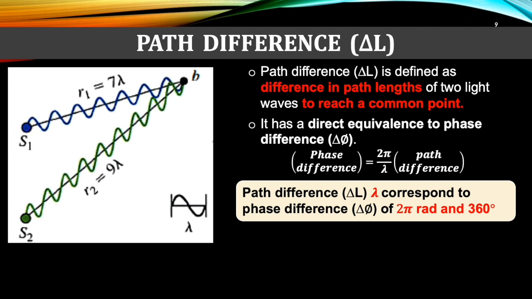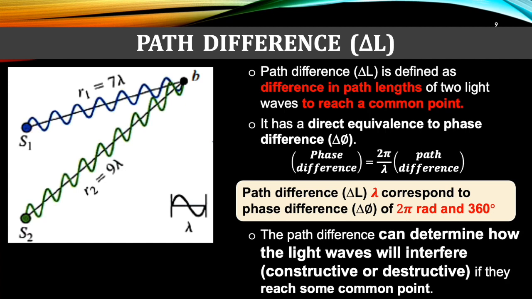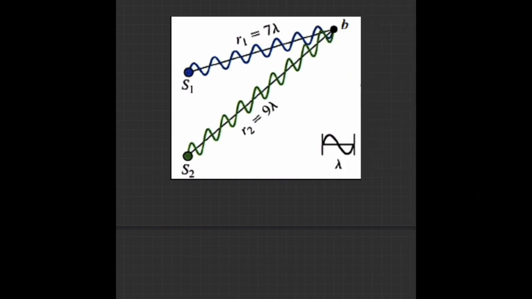As you can see, the path difference can also determine how the light waves will interfere, which is constructive or destructive if they reach some common point. This diagram shows that S1, the source of wave 1, and S2, the source of wave 2, are traveling to point B. To determine the length, we measure it with lambda.